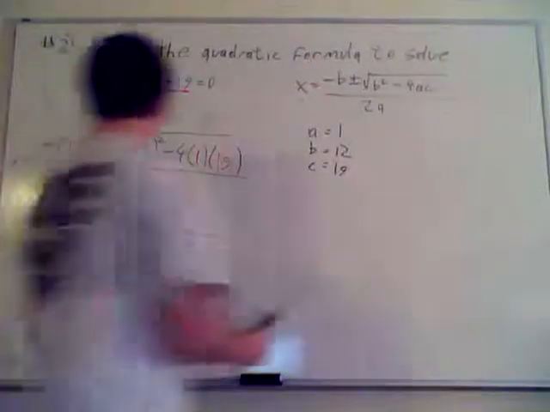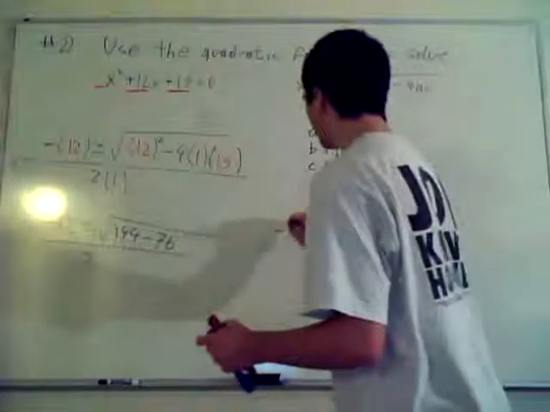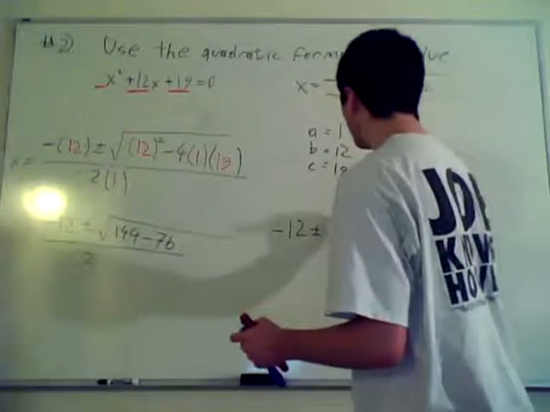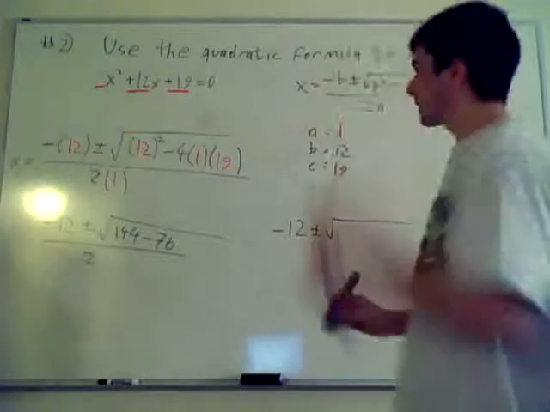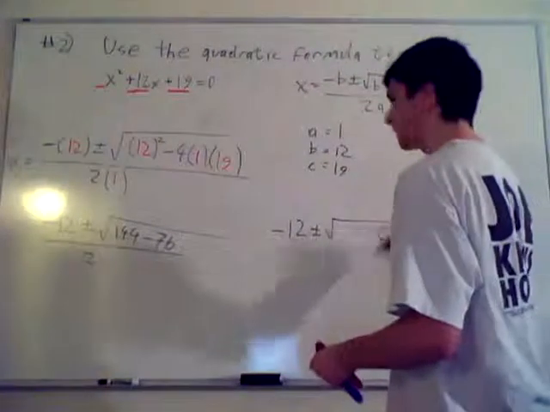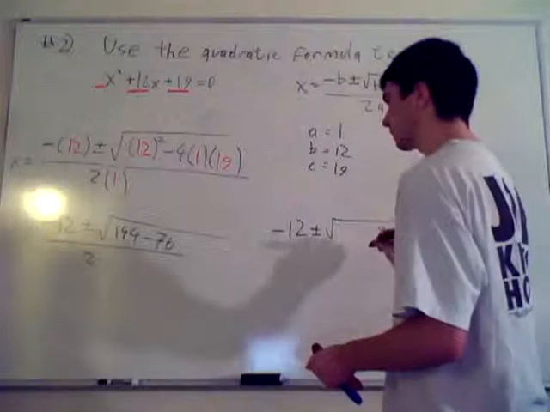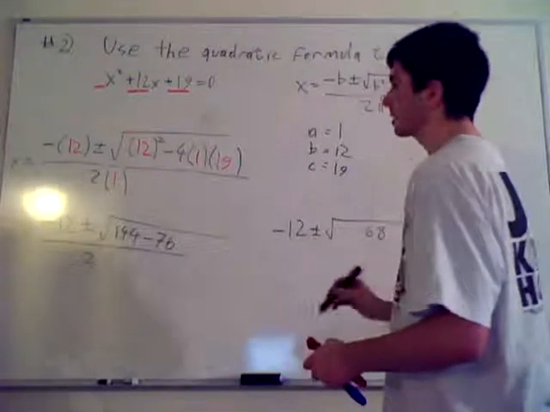Alright? So now, we're going to keep going. Negative 12 plus or minus the square root. 144 minus 76 is 68.